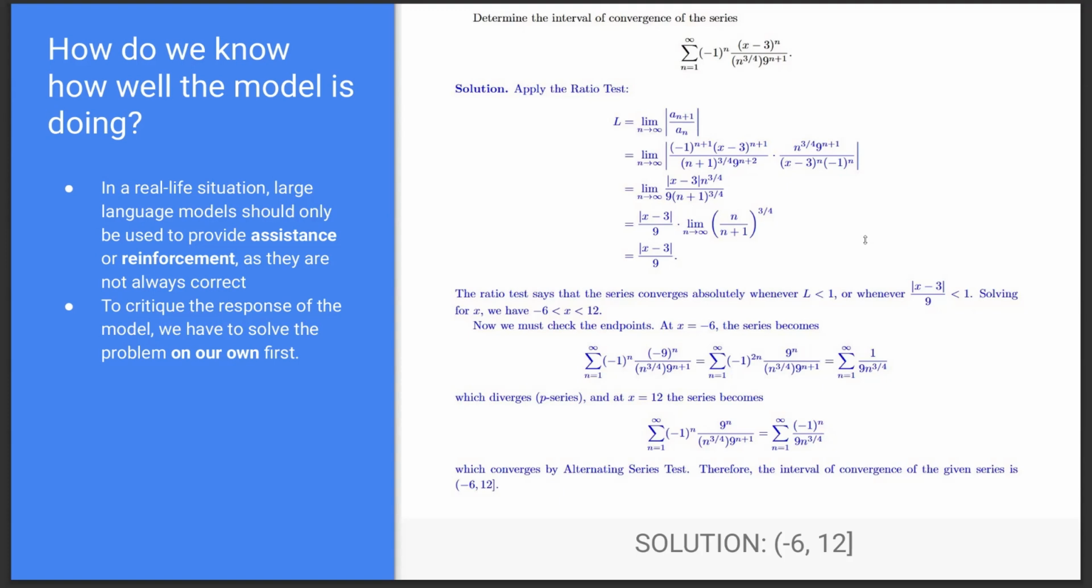Now we check both of the endpoints. We find that at x equals negative 6, the series diverges, and at x equals 12, the series converges by the alternating series test. Therefore, the interval of convergence is negative 6 to 12, including 12, excluding negative 6. Okay, great. So we have a solution. We sort of know how this thing should go, and we can check each of the model's responses for accuracy. Let's move to the first model. So this is the Claude 3 model.